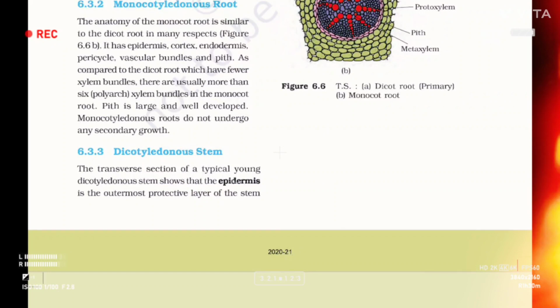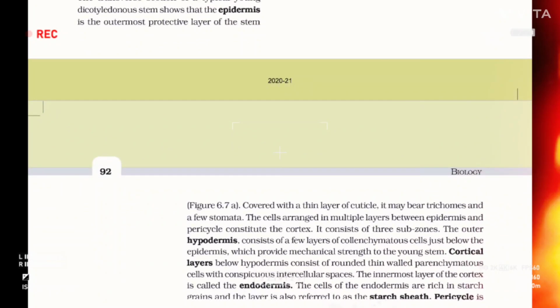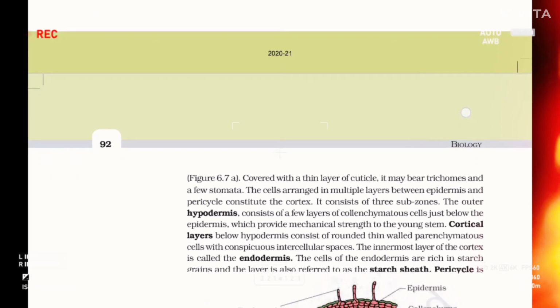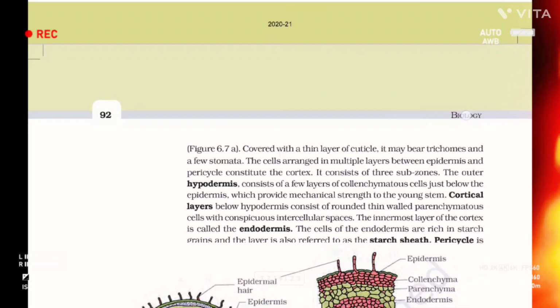6.3.3 Dicotyledonous stem. The transverse section of the typical young dicotyledonous stem shows that the epidermis is the outermost protective layer of the stem. Covered with a thin layer of cuticle, it may bear trichomes and few stomata. The cells arranged in multiple layers between the epidermis and the pericycle constitute the cortex. It consists of 3 subzones. The outer hypodermis consists of a few layers of collenchymatous cells just below the epidermis, which provide mechanical strength to the young stem.